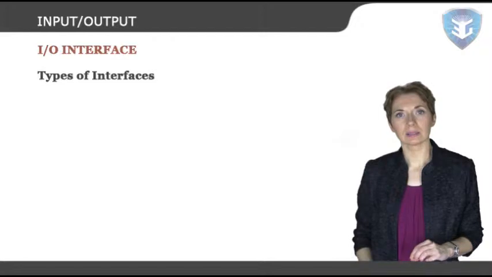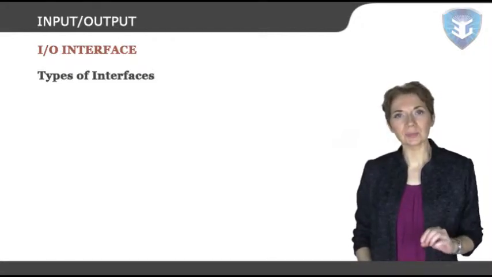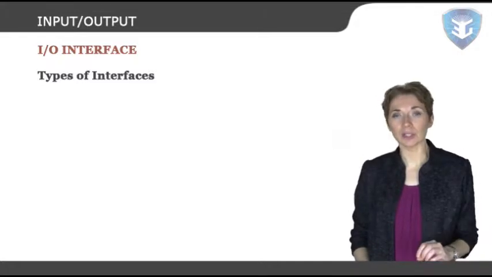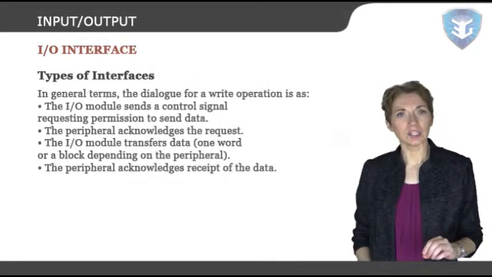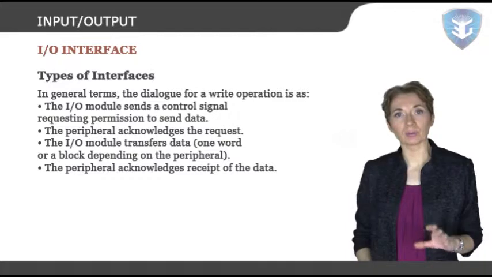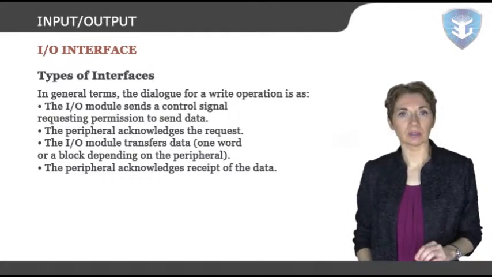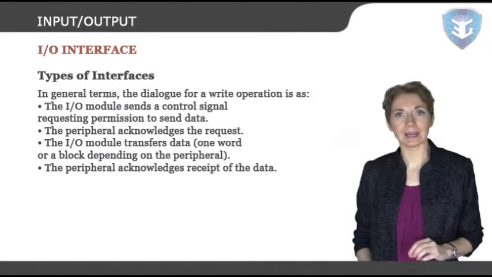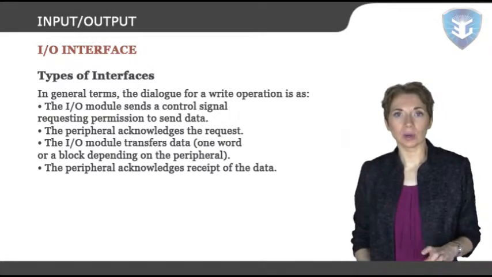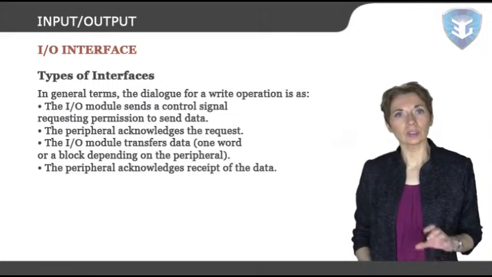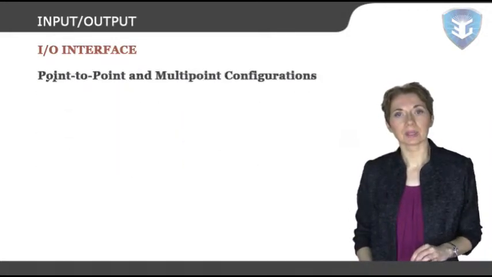Of interfaces. The interface to a peripheral from an I/O module must be tailored to the nature and operation of the peripheral. In general terms, the dialog for a write operation is: the I/O module sends a control signal requesting permission to send data. The peripheral acknowledges the request. The I/O module transfers data, one word or a block depending on the peripheral. The peripheral acknowledges receipt of the data.